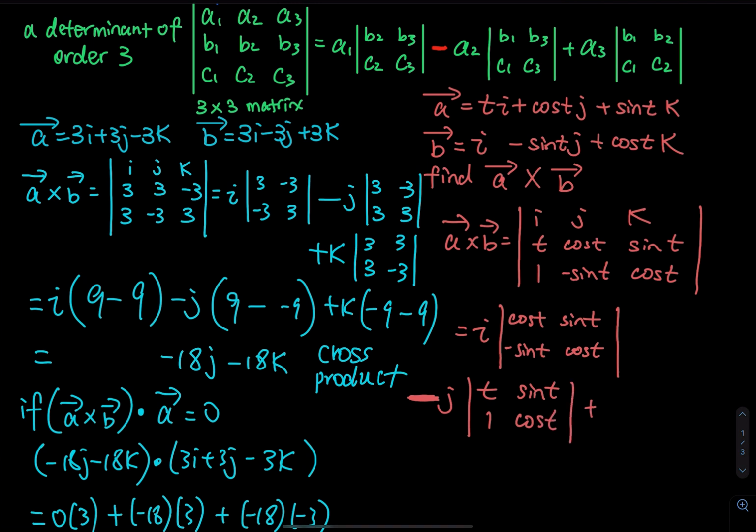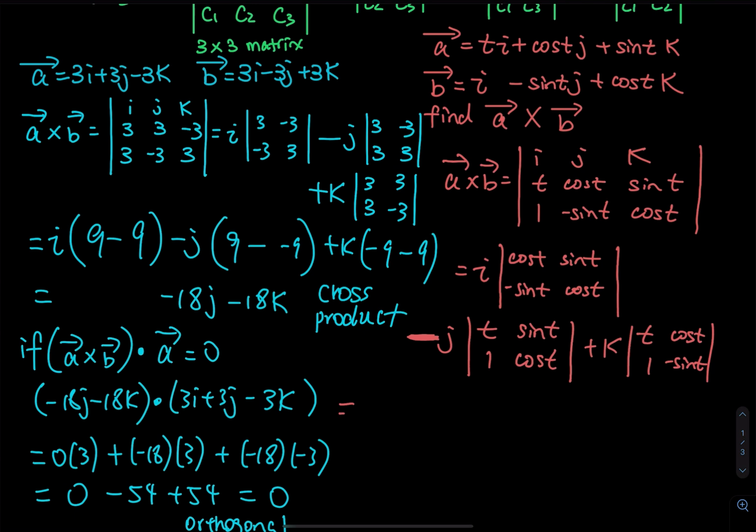And then the last one, the k, is always a plus. For the k, we take this piece. All right? t, 1, cosine, and then negative sine. Okay, wow, the next line is going to be very, very long.